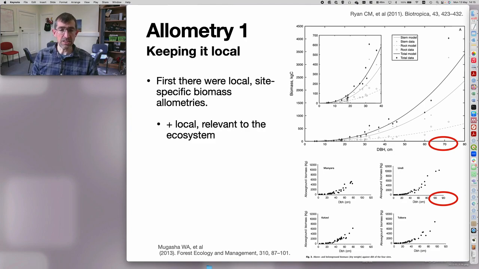Like I say, the plus point of them is that they're very relevant because they're local. So if you're doing a study in central Mozambique, great, you use the top one. If you're doing a study in the Miombo of Tanzania, you should use Wilson's.